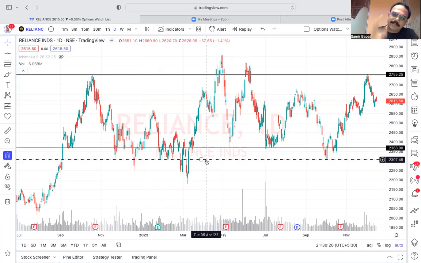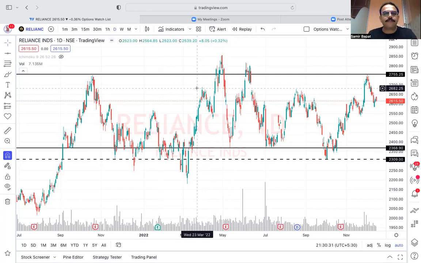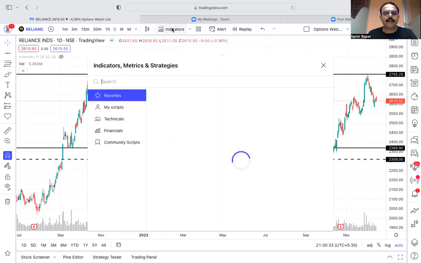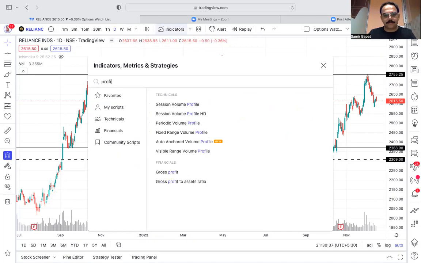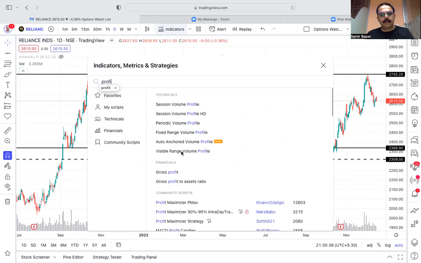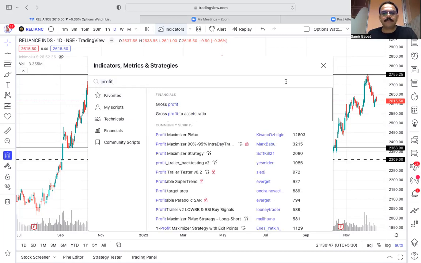Correct. So what is the best method to find it? Should I Google where the correct location is? No, no need. What we will do is take the help of an indicator called the visible range volume profile. Okay, so you have to go to indicators and click on visible range.